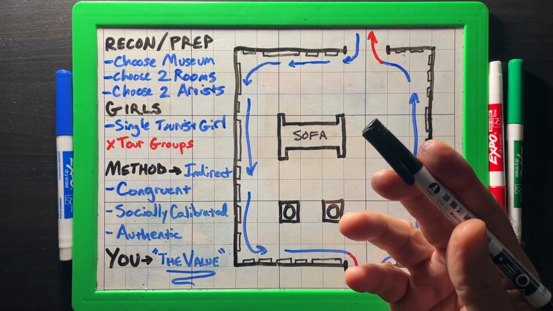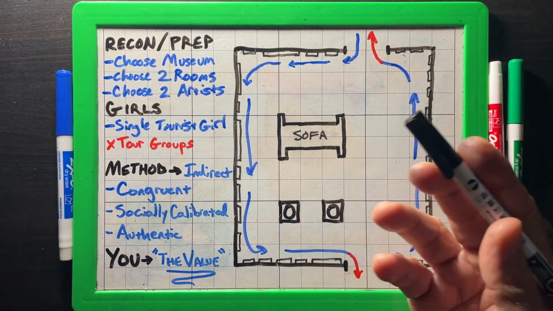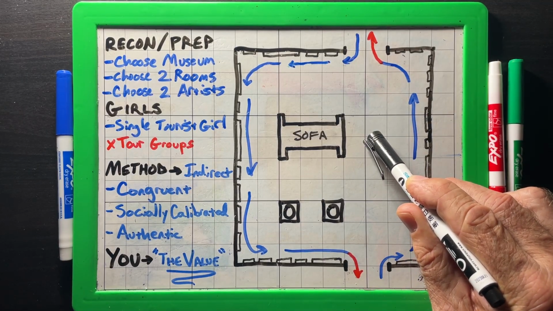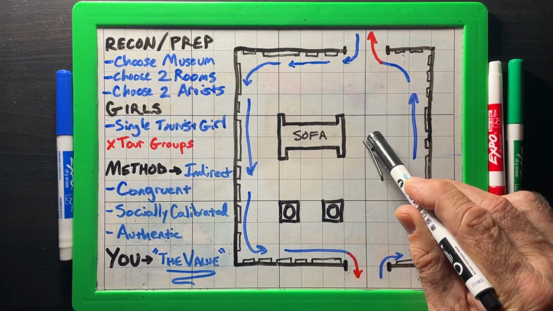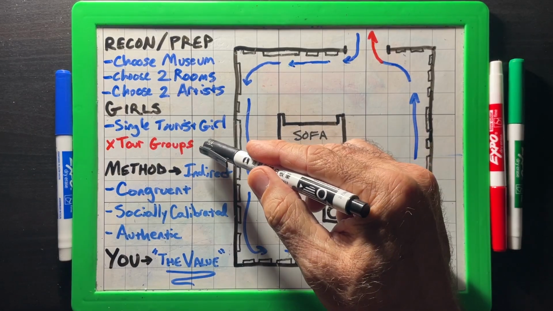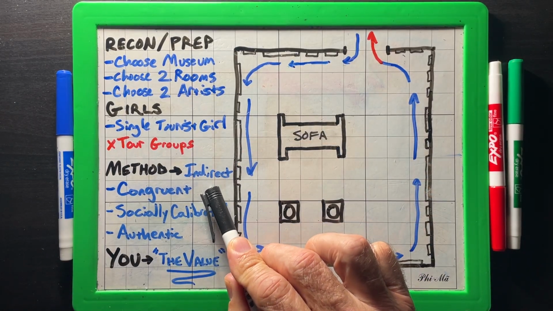Like, this is a true fantasy for many, many women, but if she's in the art museum traveling by herself, more likely than not, it's a fantasy for her. So we want to be that guy. To get that girl, we're going to do indirect cold approach method.